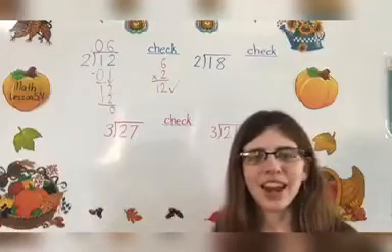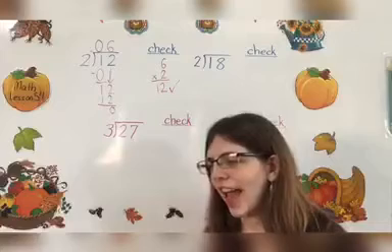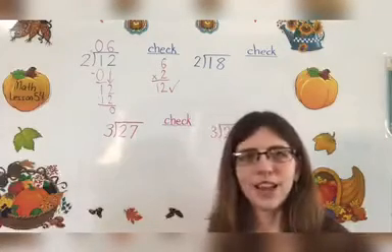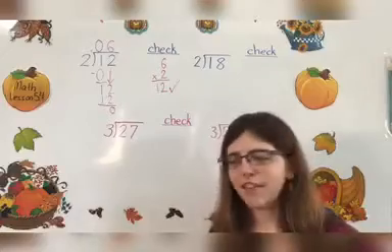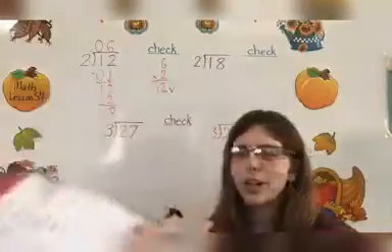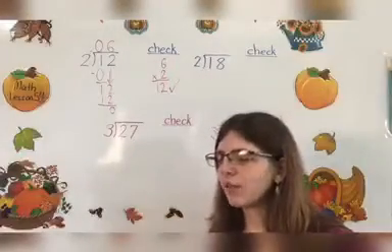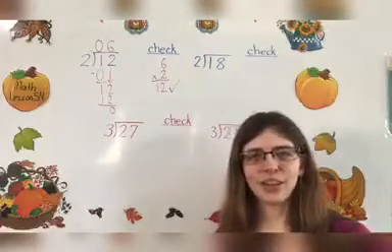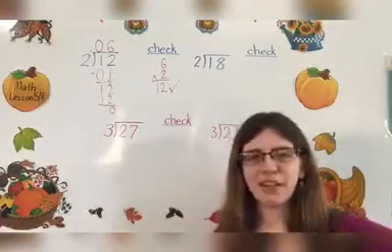Let's try the next one. This is letter A of number 2 on page 107. So turn to page 107. It should look like this. You're going to do number 2, letter A with me. We're going to do letters A, B, and C together. You only have to do letter D by yourself.